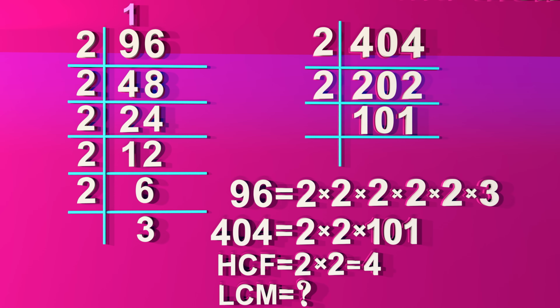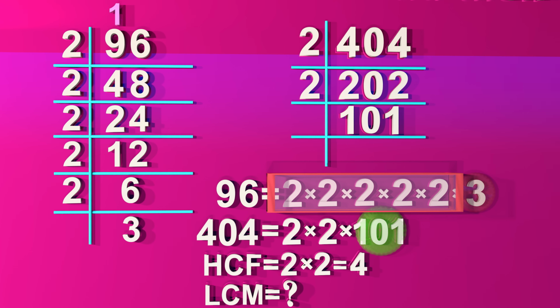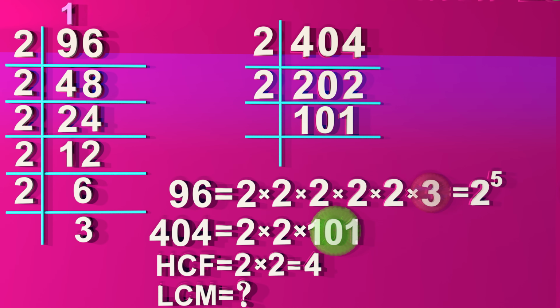Let's find LCM. First of all, we will see how many numbers are present in both factors. There is 2 and it is many times. Also we have 3 and 101. Now 2 is 5 times, so we can write it as 2 to the power 5. Also 3 is only one time, we will also write it. 2 is 2 times in prime factors of 404, it can be written as 2 square. And 101 is only one time, so we will also write it.